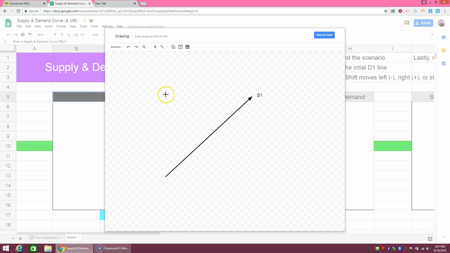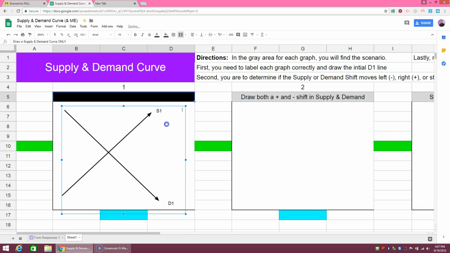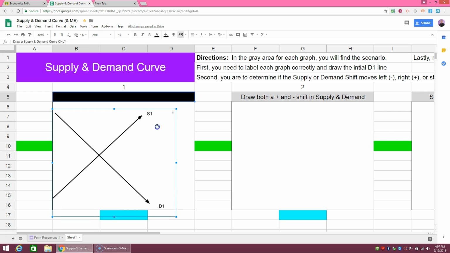I'm going to make our second one, which is our demand, and demand always goes down. Again, we'll draw this first and then we'll go over and talk about it, but you need to be able to draw it. It's very important. So I'll get that S1 and D1. Excellent. I'll save and close, and then readjust it for us quickly.